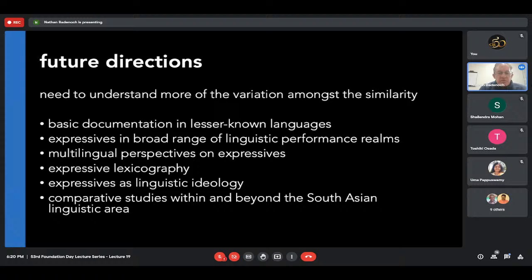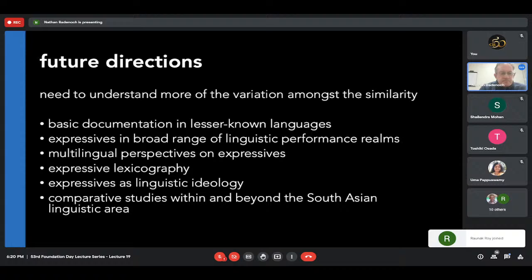There's a very, very dire need for more basic documenting in lesser known languages. We need to look at expressives in a broader range of linguistic performance realms, so songs and rituals and areas of ecological knowledge, perhaps. We need to recognize the multilingual elements of these societies and the context in which expressives are spoken. We hope that there will be more efforts to create expressive dictionaries that recognize the depth and complexity of the expressive meaning.